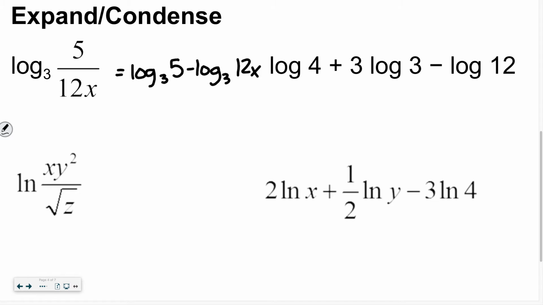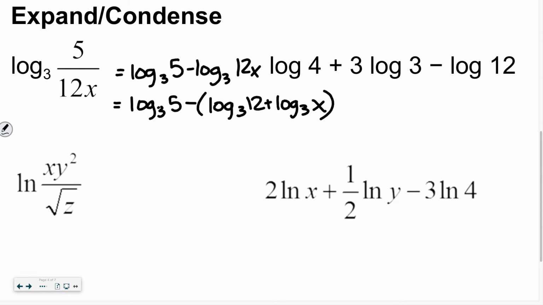Some people are saying because they're doing this after this minus sign that they need a group of parentheses, which I would agree. So you could say log base 3 of 5 minus, and then you could do log base 3 of 12 plus log base 3 of x. Does that say it goes together in the denominator?